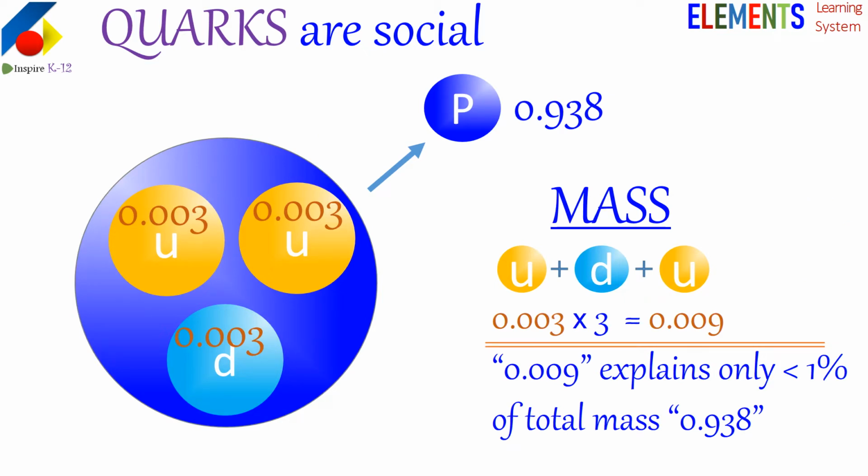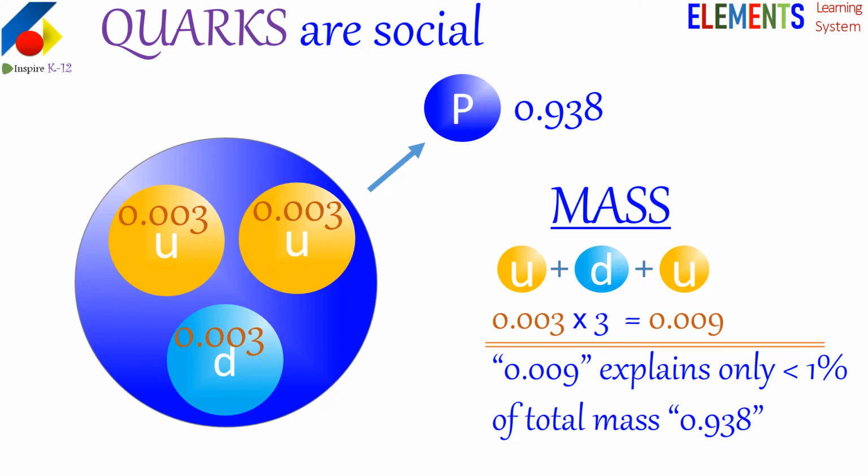Mass is a totally different ball game here. Now look at the proton, its mass is 0.98938. But if we add the individual masses of the quarks inside, that comes to only 0.009, because 0.003 is for each. Now 0.009 is less than 1%. So where is the other mass coming from?